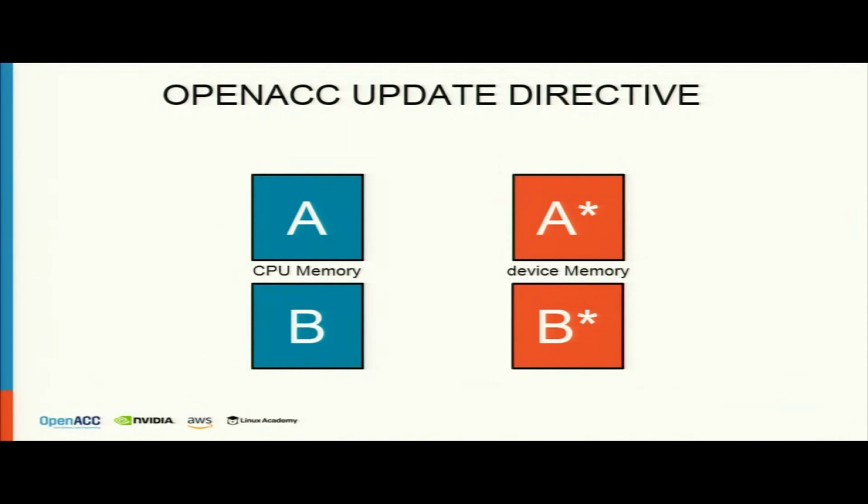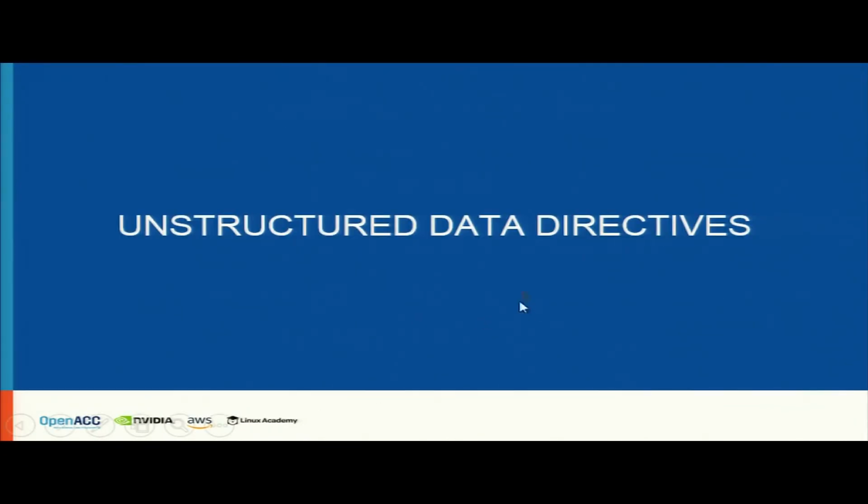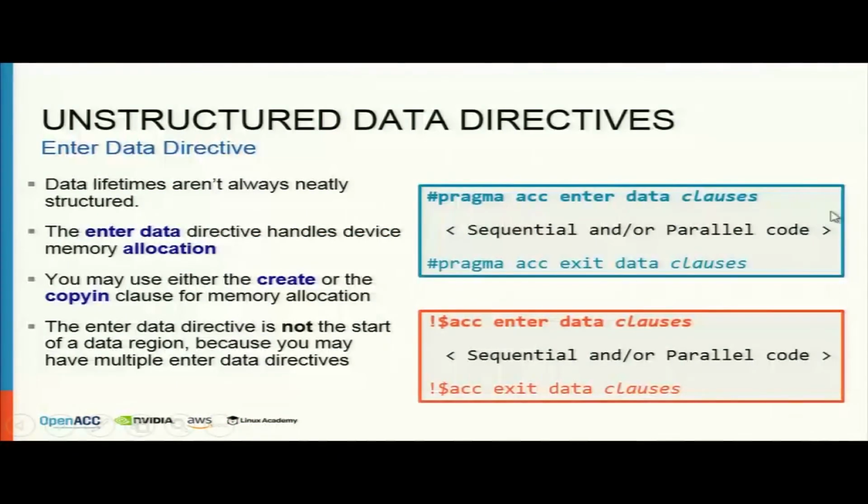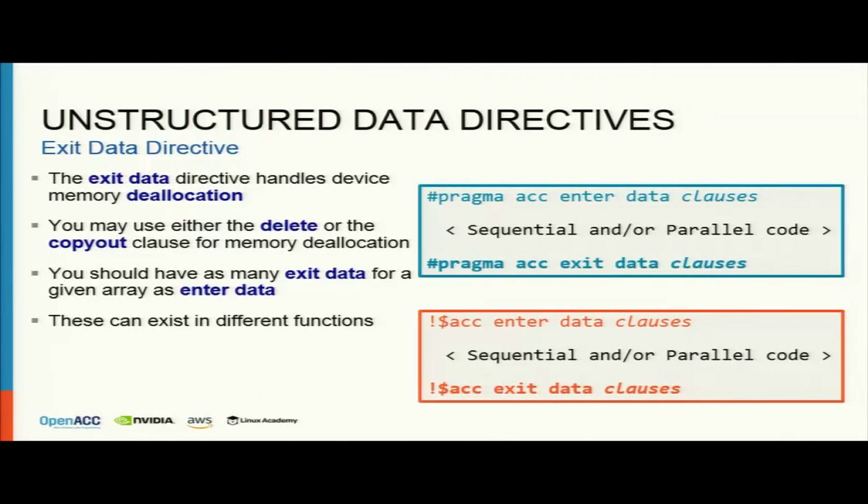What about C++ structures, classes, or the example that you have? In that case, you need something called unstructured data directives, which is very similar to the structured but with some additional things. So you have something called enter data and exit data. So enter data and then clauses. Wherever you want to start that data section, you will say enter data and write the right copyin, copyout, whatever is required. Wherever you are done with it, you will say exit data. Got it? Right?